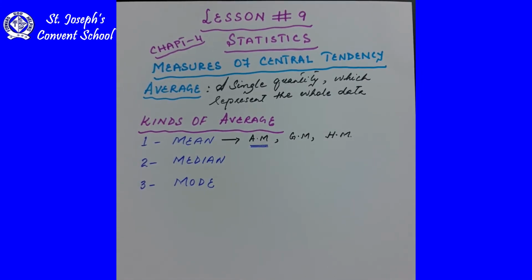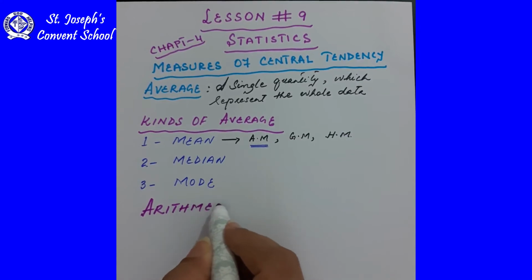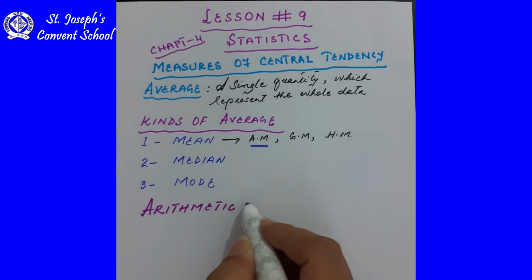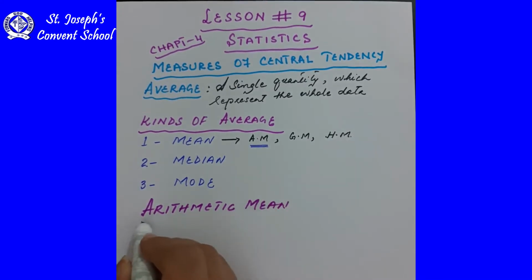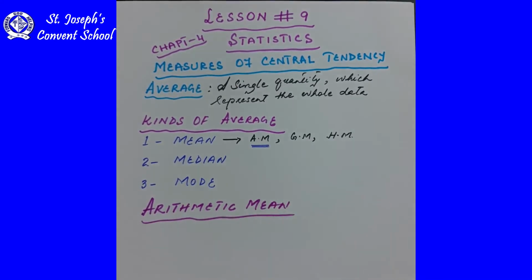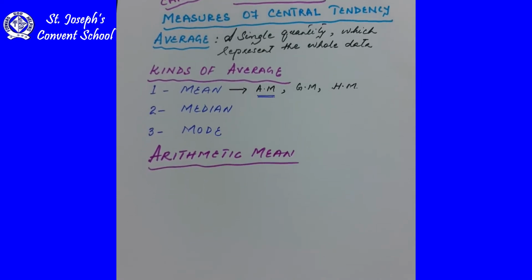Let's start with arithmetic mean, short form AM. This arithmetic mean we are going to do for ungrouped data.